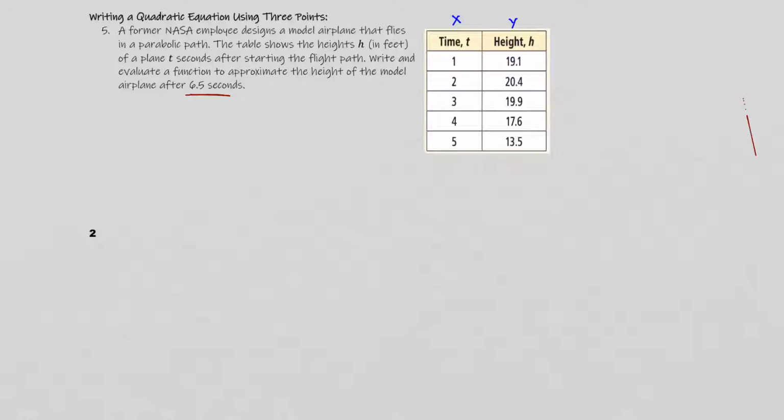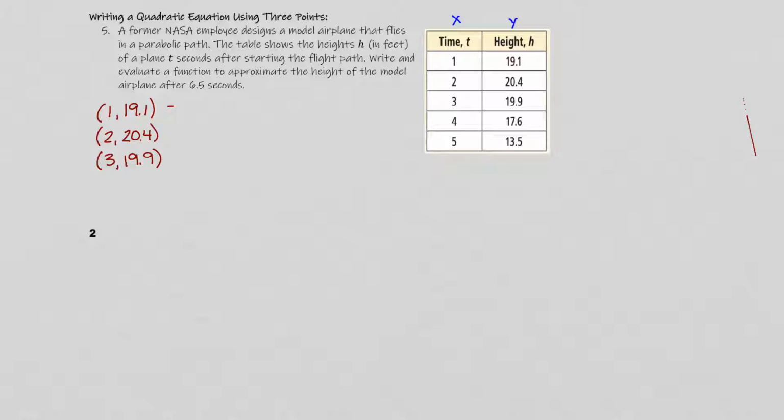So we're going to use the 3-point method, and we're going to end up with our equation in standard form. I'm just going to pick the first 3 points, and I write them out. So I have the point 1 and then 19.1. I have the point 2, 20.4. And I have the point 3, 19.9. It does not matter which 3 points you use. You just need to pick 3. But we're going to use these points and we're going to write equations.